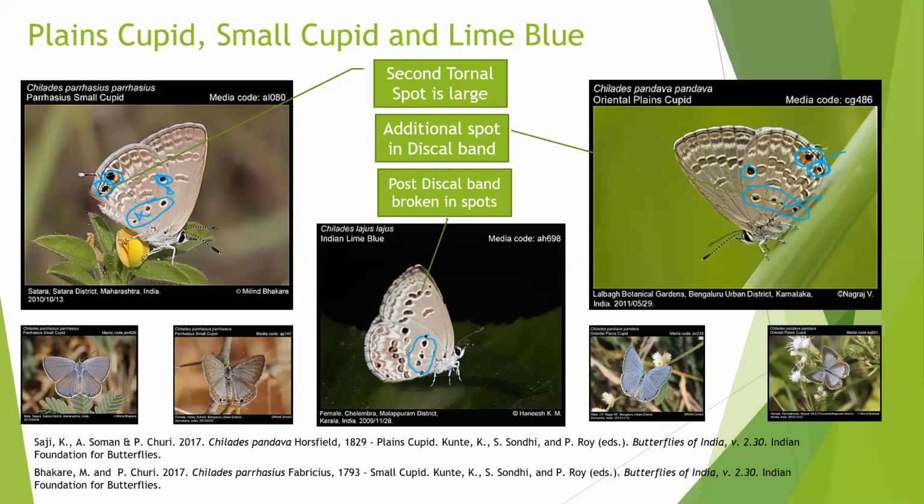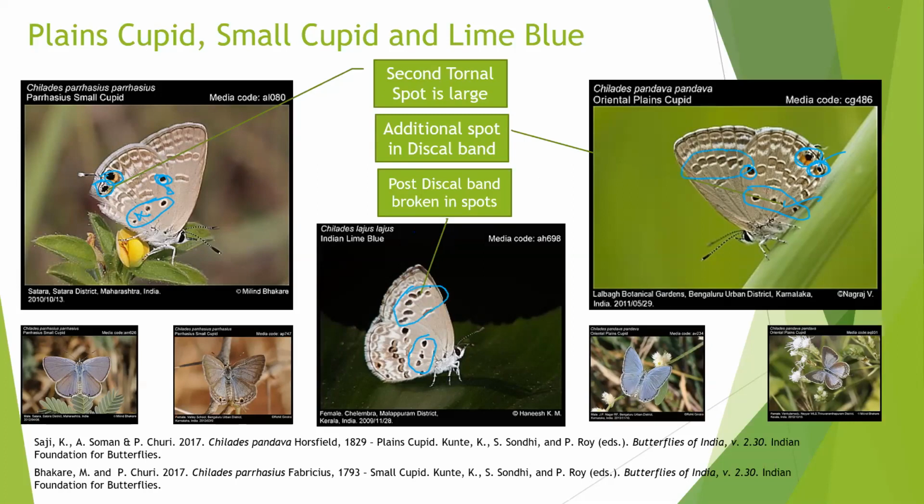Sometimes I have seen some of my newcomers try to confuse a plains Cupid and a lime blue. They see four spots here and think it must be a plains Cupid, but it is not. You have to check the post-discal band, which is broken in the case of a lime blue, and is continuous in the case of a plains Cupid.